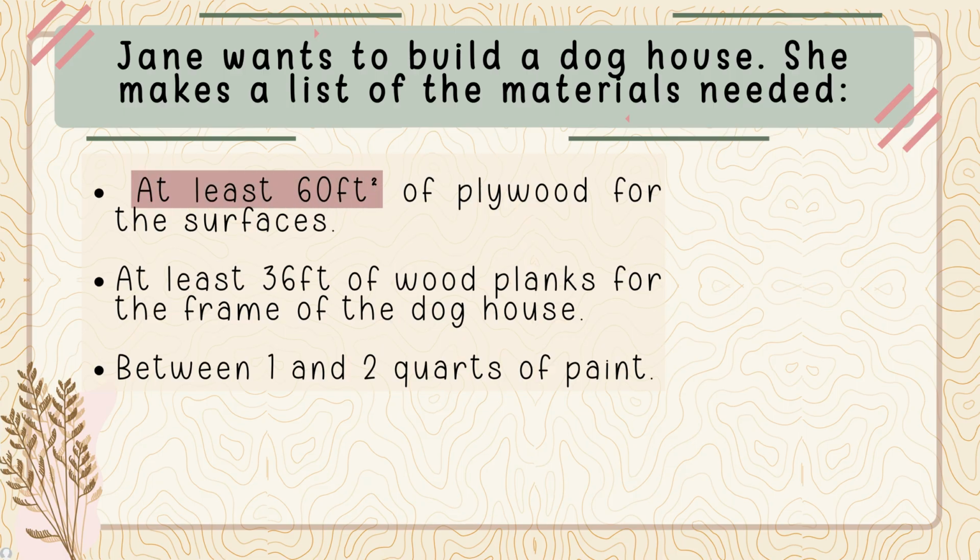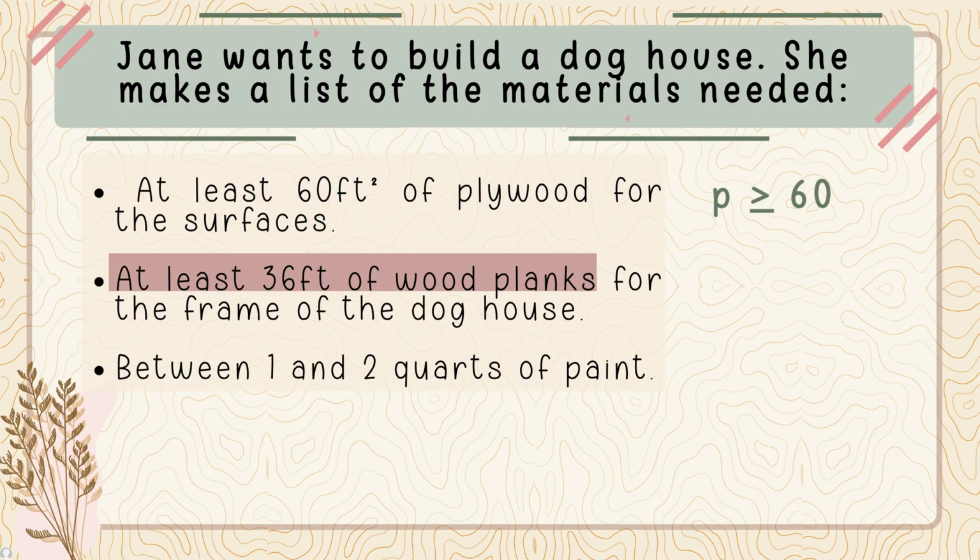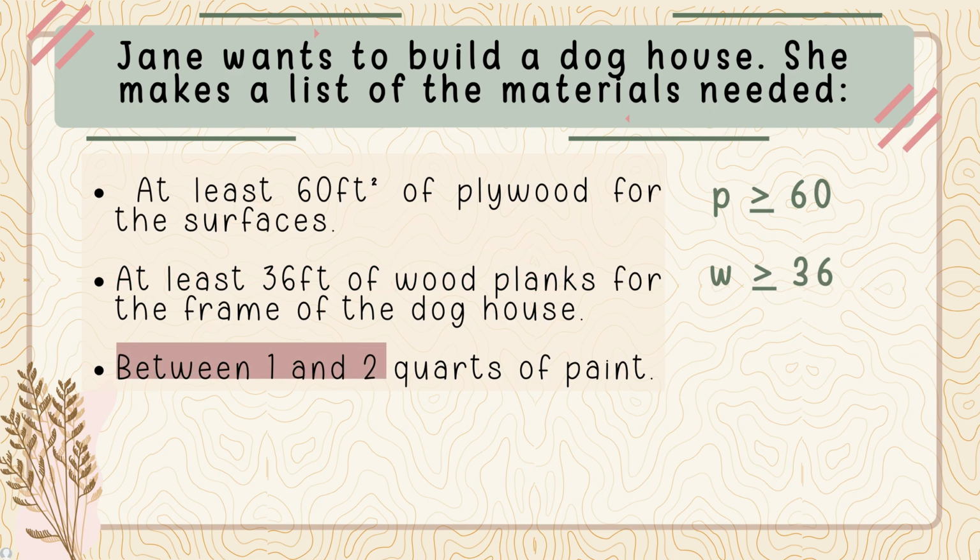Since we know that she needs at least 60 feet squared of plywood, we can write this as P is greater than or equal to 60. And then we know that she needs at least 36 feet of wood planks. So we can represent this as W is greater than or equal to 36. And then we know that she has between 1 and 2 quarts of paint. So we'll put our variable for paint between 1 and 2.